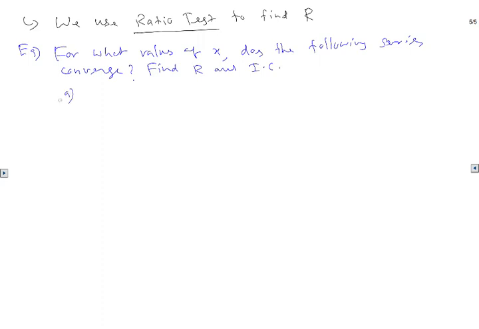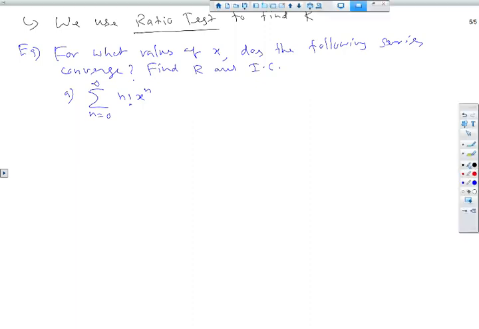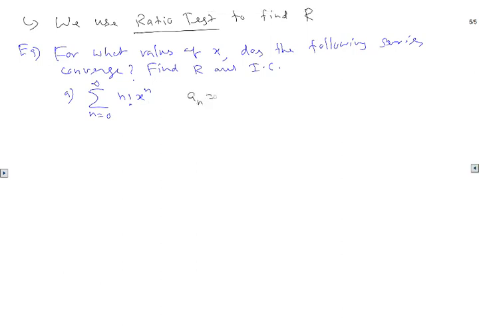So the first example, let's look at this one. This is a very common problem: the sum from n equals 0 to infinity of n factorial times x to the n. If you get a problem like that, we just proceed as we normally do. We pick a_n, which is n factorial x to the n, and a_(n+1), which is (n+1) factorial x to the n+1, and then we take the limit of the ratio.